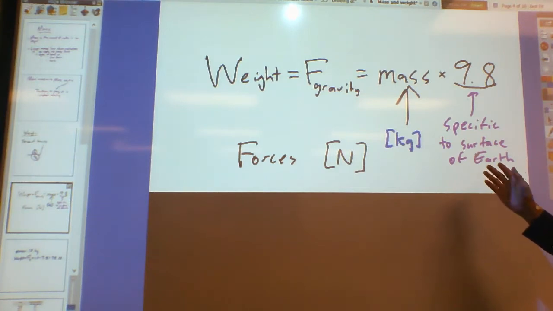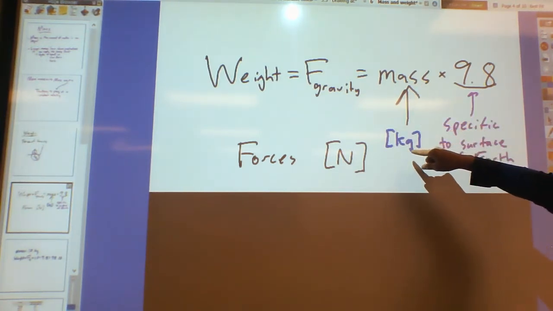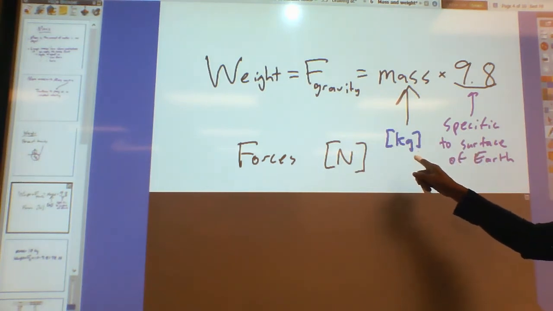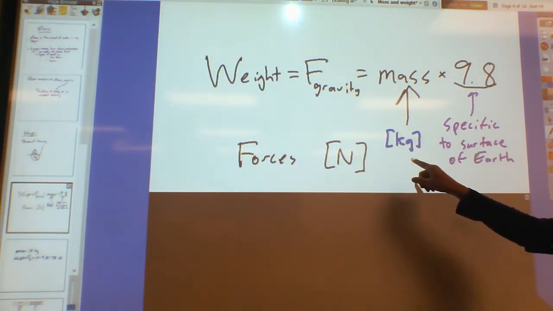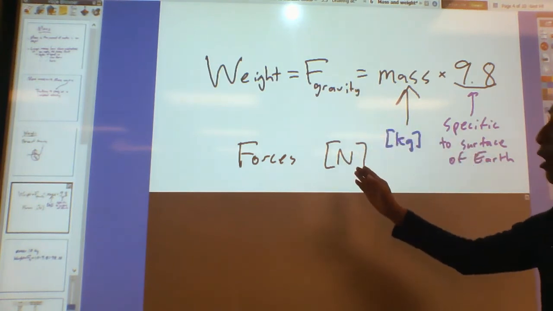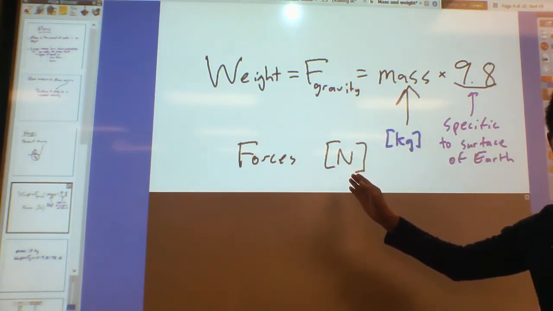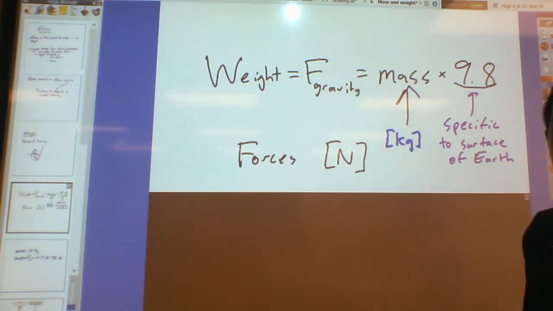So let me talk about these units right now. Mass is measured in kilograms. In chemistry, you oftentimes use grams. You can also have milligrams. In physics, our standard unit to use is kilograms. And if you use kilograms, this force will be measured in a unit called newtons. So forces are always measured in units of newtons, abbreviated with a capital N.